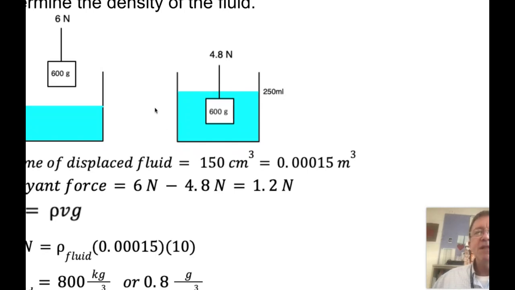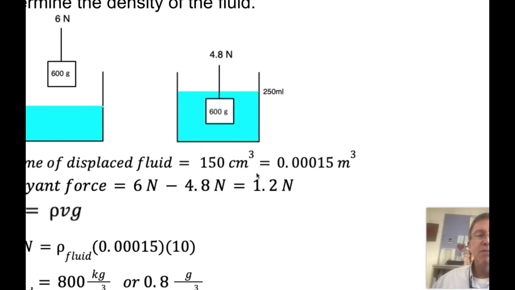So if I want to find the density of the fluid, in order to do that I need to use this equation, that the buoyant force is equal to the density of the fluid, which is what I'm looking for, times the volume of the fluid, and g. Well, let's think about this. I know that the amount of fluid that was displaced was 150 cubic centimeters. If I want to use g, which is in meters per second squared, then I need to convert this into cubic meters. The way you convert it into cubic meters is you divide by 1,000,000. That's a conversion that's worth knowing: there are 1,000,000 cubic centimeters in 1 cubic meter.